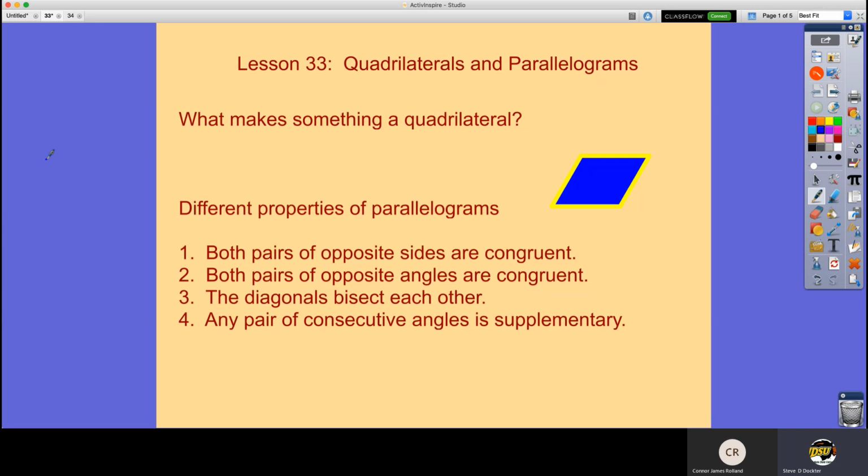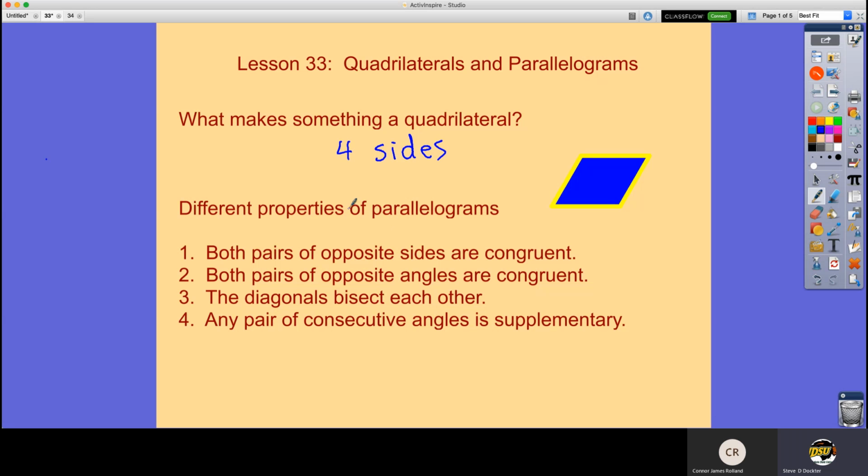So quadrilaterals and parallelograms. First of all, what makes something a quadrilateral? 4 sides, right? That's all it is. That's all you need is 4 sides. So I've got a picture of this quadrilateral up here, and it doesn't matter how it looks. It just has to be 4-sided.